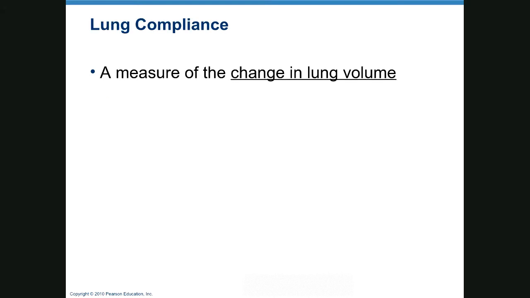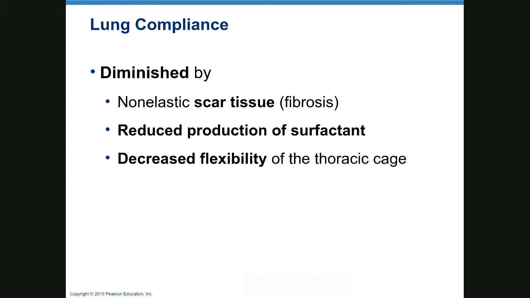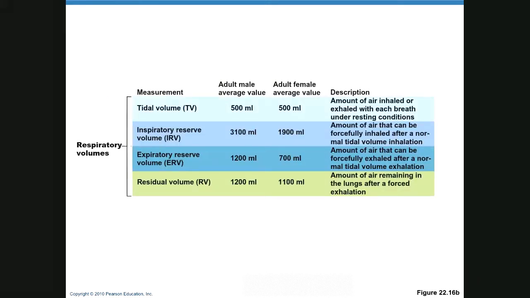Okay, lung compliance is a measure of the change in lung volume. And the lungs are not able to change as much if you have scar tissue, if you don't have enough surfactant, or if you have a decreased flexibility of the thoracic cage. Respiratory volumes: the tidal volume, which is about 500 mL for both male and female, is the amount of air inhaled or exhaled with each breath under resting conditions.